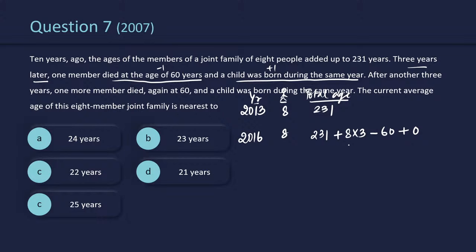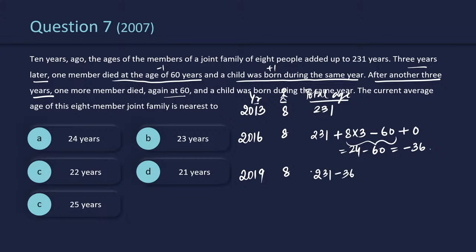So how much will this be? This is actually 24 minus 60, which is nothing but minus 36. So 36 कम हो जाएगा. ठीक है? Next, after another 3 years, that is in the year 2019, one more member died again at 60 and a child was born. So can we say the number of people will remain 8, or 231 minus 36, what we had initially?